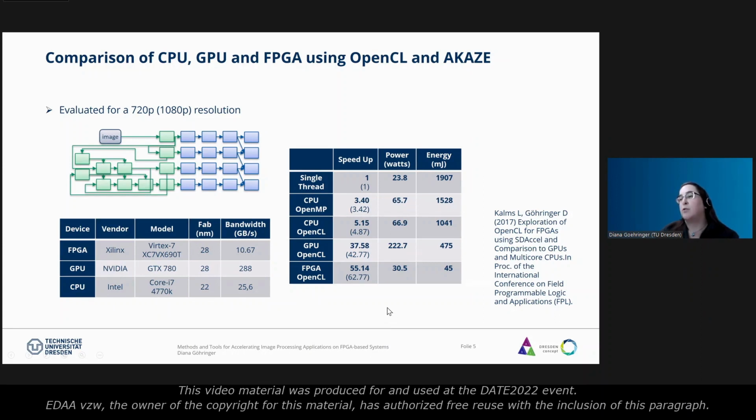And you can see from the speedups that the FPGA is the fastest solution for this application, even though the GPU, of course, is also very fast. However, if you look at the power and the energy, the FPGA is the clear winner, having roughly a factor of 7 difference compared to the GPU.